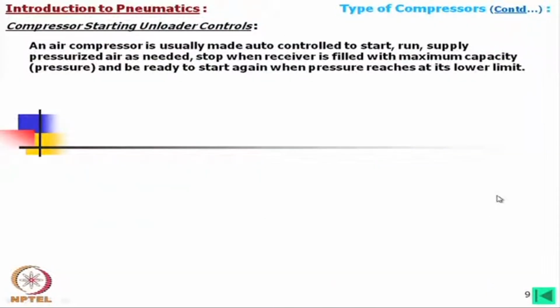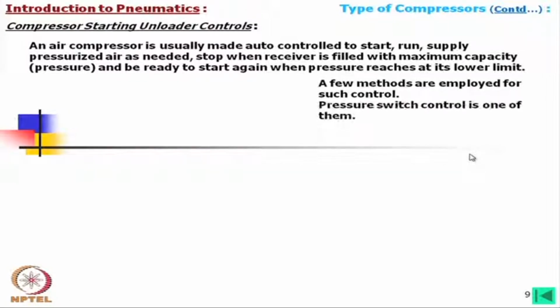Now, an air compressor is usually made auto control to start, run, supply pressurized air as needed, and stop when the receiver is filled with maximum capacity, that is pressure, and be ready to start again when the pressure reaches its lower limit. A few methods are employed for such control. Pressure switch control is one of them.